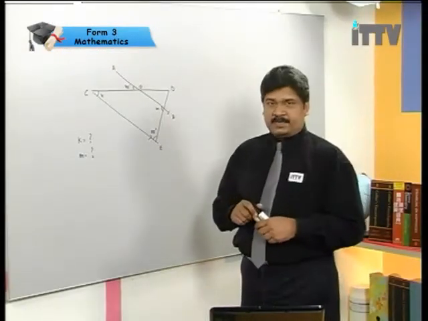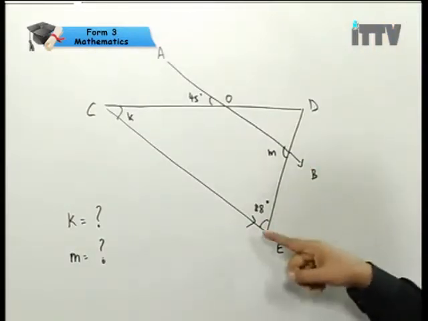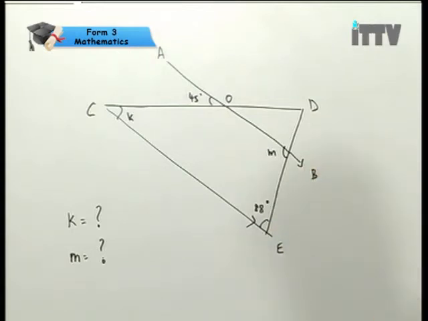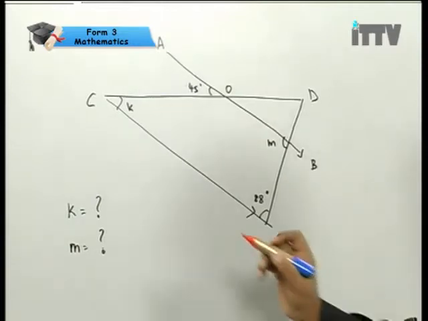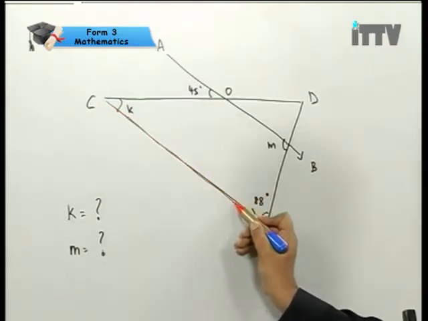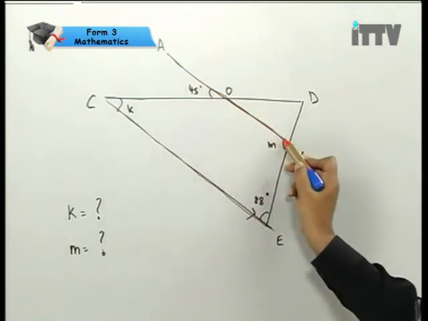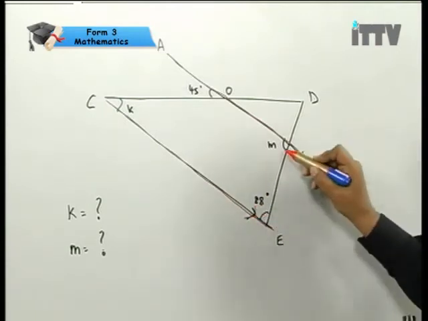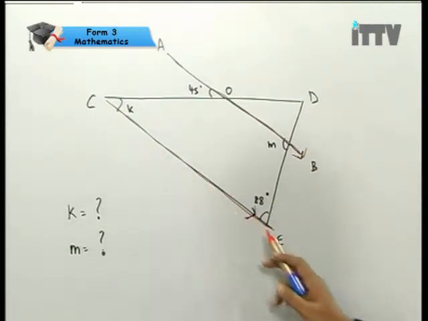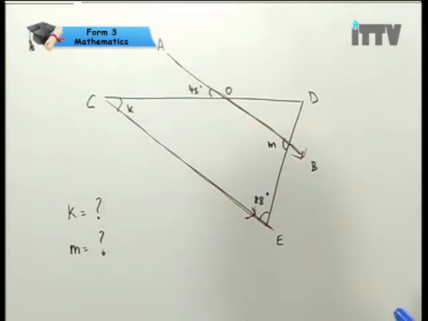What are the steps? Firstly, you have to identify that there are two parallel lines here. Let me mark it in red so that you will be able to see them clearer. We have this line across. We have this line across here. So therefore, line CE and AB are parallel lines. That is the first step.